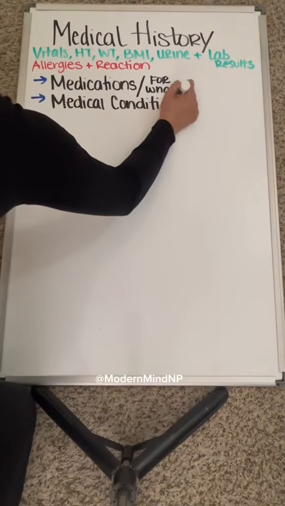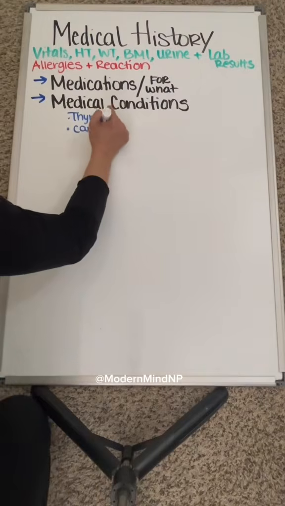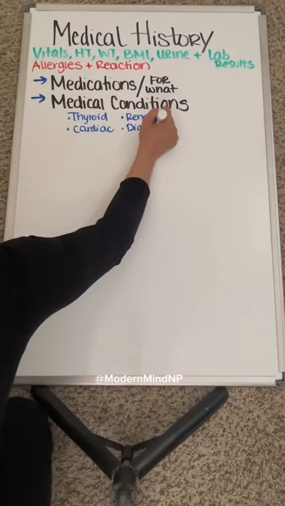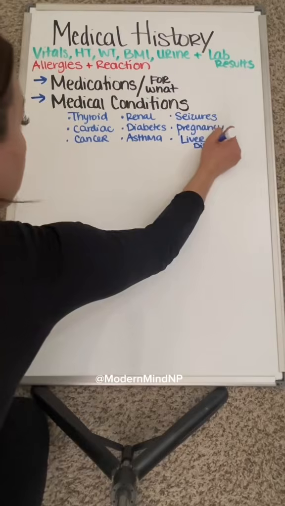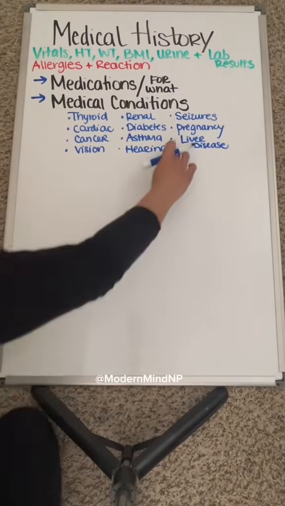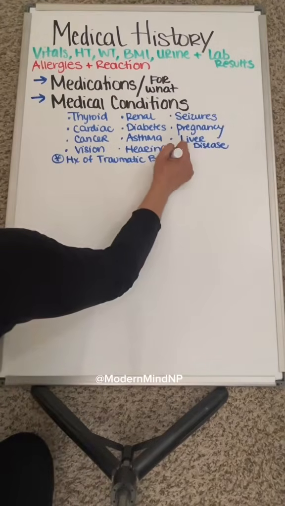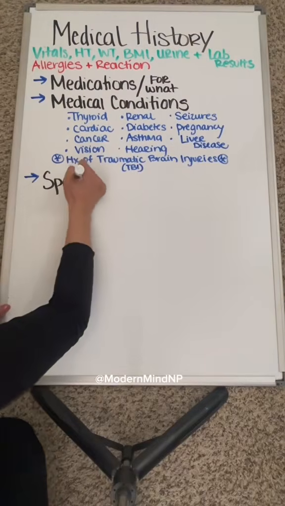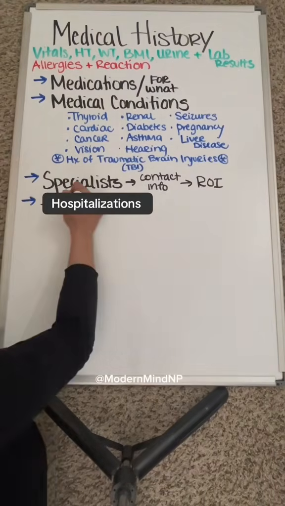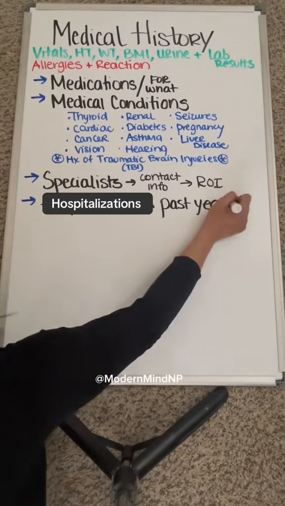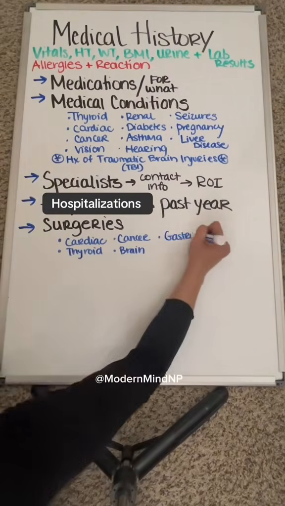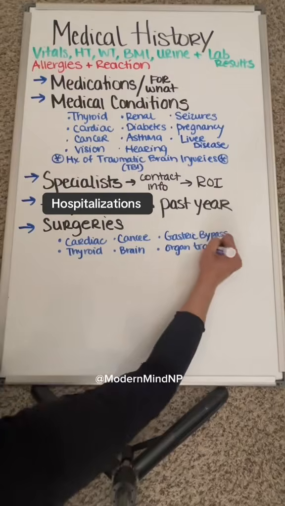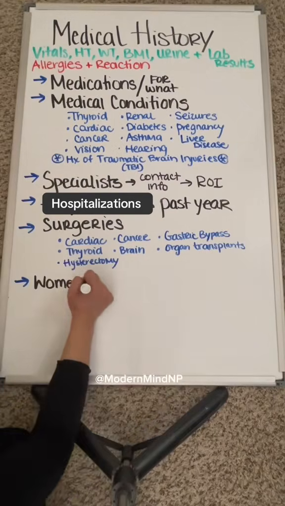We're going to ask about medications, what they're taking it for, any medical conditions. I specifically ask about thyroid, cardiac, renal, diabetes, seizures, pregnancy, liver disease, history of cancer, any visual or hearing impairments, and specifically if they've had any traumatic brain injuries, okay? Any specialists, we want to get their contact information, make sure they fill out an ROI, any hospitalizations in the past year, any surgeries in these specific areas.